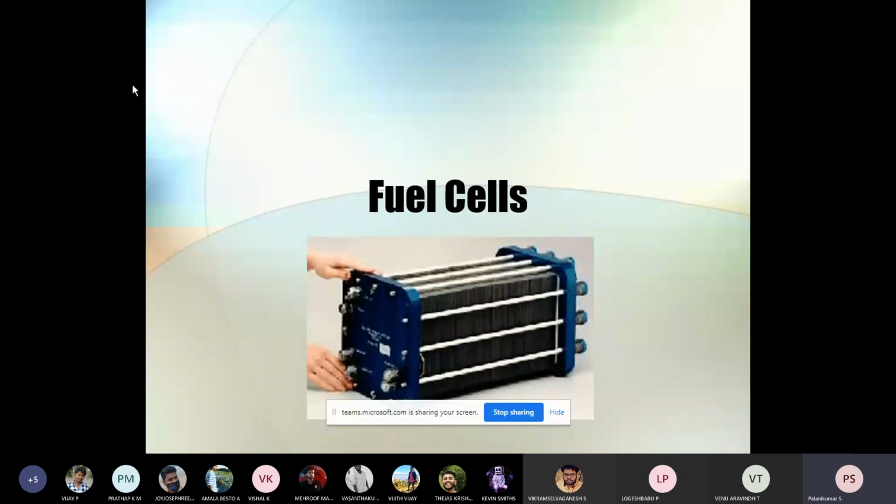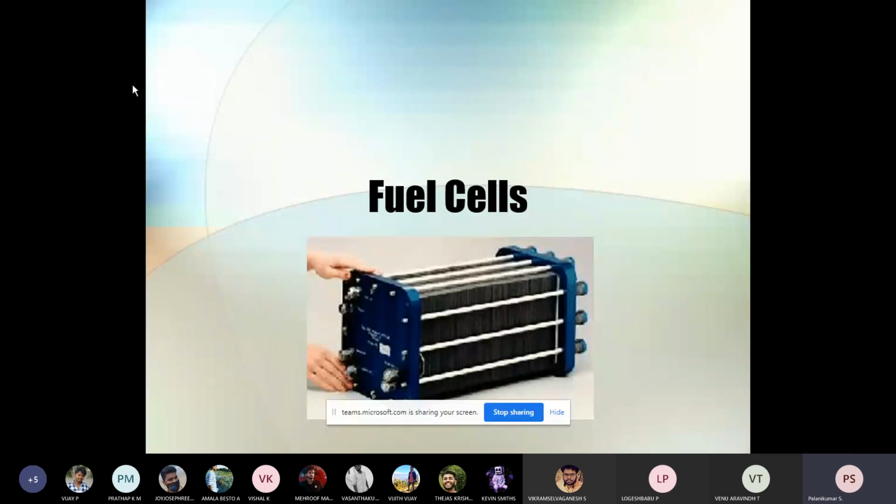But pure hydrogen is not available naturally. Once again, we have to depend on electricity in order to separate it. Suppose you pass a current through water, then automatically hydrogen and oxygen will be separated. So I am applying electricity, spending electricity, to get the hydrogen and oxygen. That hydrogen is then used, so the fuel cell is a kind of battery only.